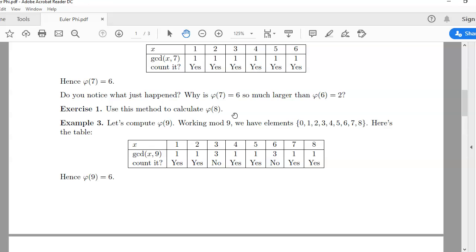Okay, as one final example here, let's compute phi of 9. So when I work mod 9, I'm going to have elements 0 through 8, and if you just look at the table here, check my math, almost everybody is relatively prime except for 3 and 6. 3 and 6, there's your 3, there's your 6. They both share a 3 with 9. So if you count the number of yeses, you get 6 yeses. And so phi of 9 is equal to 6. Okay? So that's the idea of the Euler Phi function.